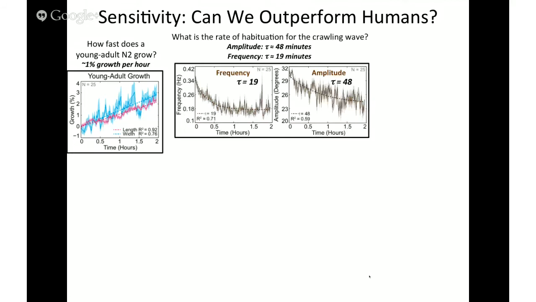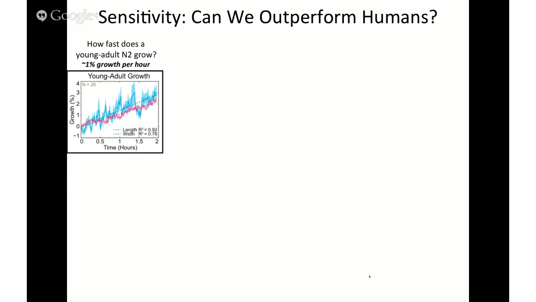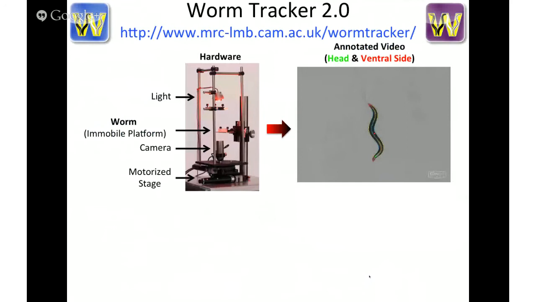We can look at the crawling wave, right? So earlier I showed you this video, and you can go back to it just real quickly to take a look, of the worm crawling. And there's a wave-like pattern that follows along its body. That wave has an amplitude, which is the size of the bend in the worm, and how fast that wave propagates along that worm, which is essentially the frequency of that wave.